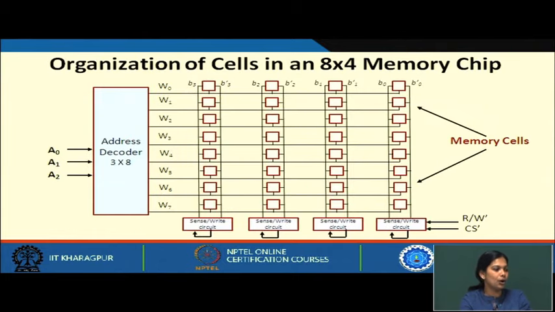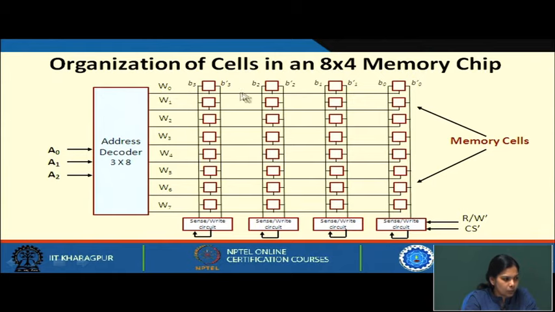Now, let us see the organization of cells in an 8x4 memory chip. So, this is an 8x4 memory chip. Let us see how it is organized. You have 8 rows. This is the first row, second row, third row, fourth row, and this is the 8th row. And in each row, there are 4 bits which can be taken out. An individual memory cell is a row. Let us consider this as a row.